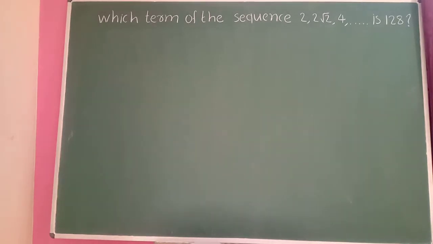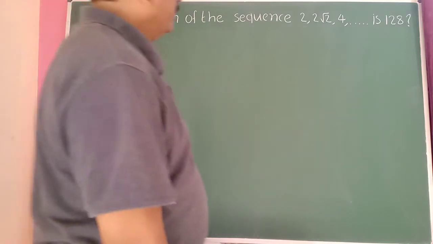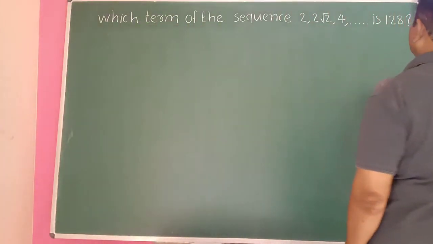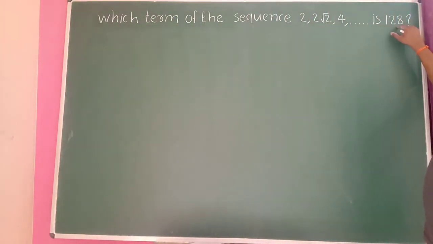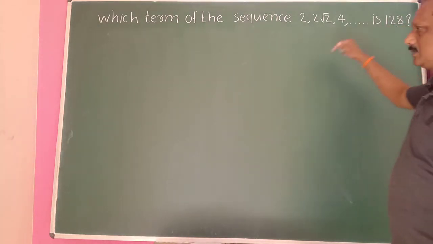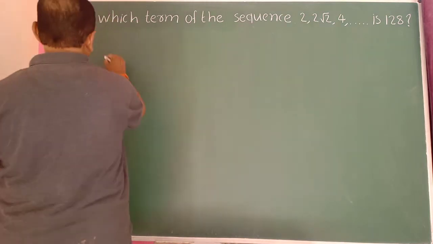Which term of the sequence 2, 2 root 2, 4, and so on is 128? Here a sequence is given, and we need to find which term in the sequence is 128, that is, we need to find the value of n.